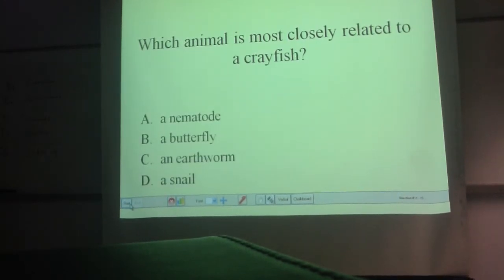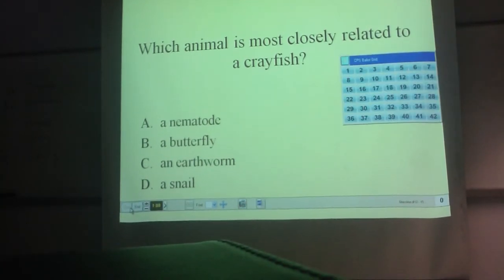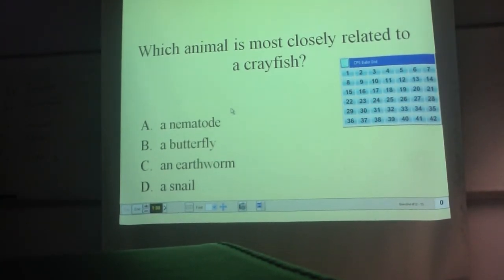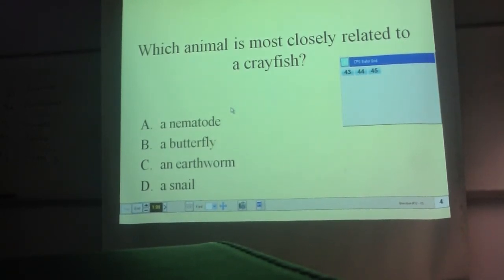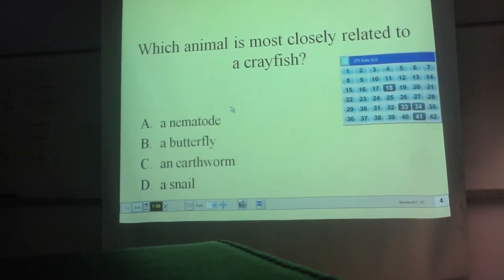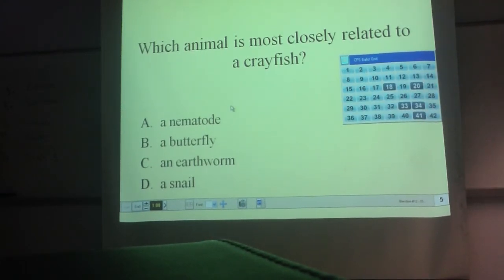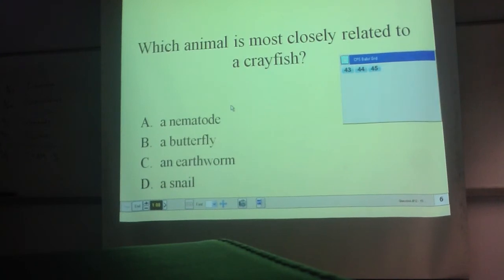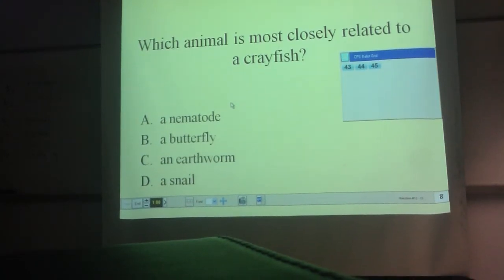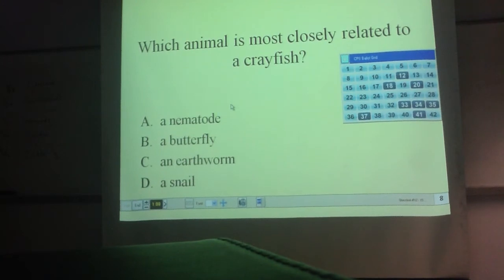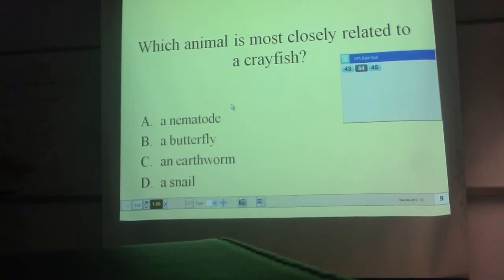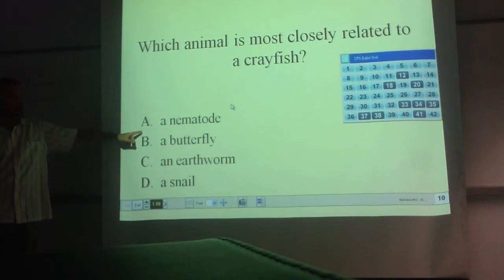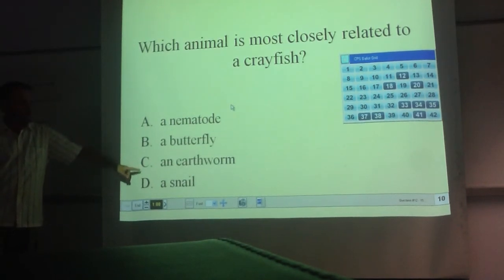So which animal is most closely related to a crayfish? You all know what a crayfish is? You will after lab tonight or tomorrow because you're going to dissect one. It's like a little lobster. It looks like a lobster when it's about this big. Crawdad. What's another name for crayfish? Oh, yeah. Well, crawdads I think are actually a little bit smaller. Basically, it looks like a lobster, only it's about this big and it lives in fresh water. So the question is, what's it most closely related to? A nematode, a butterfly, an earthworm, or a snail?